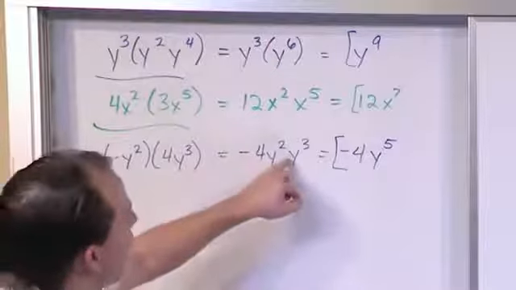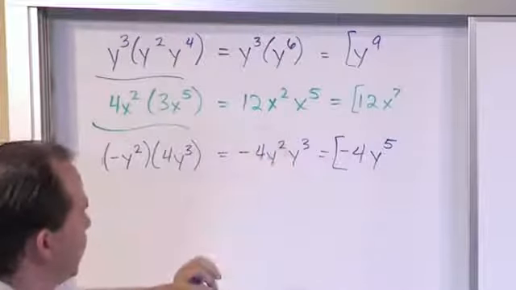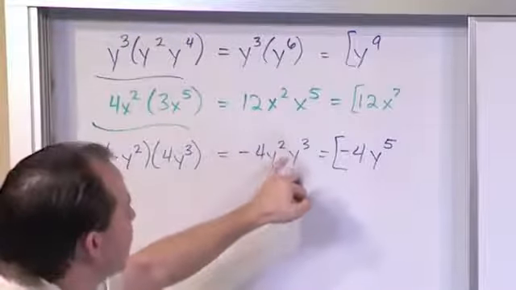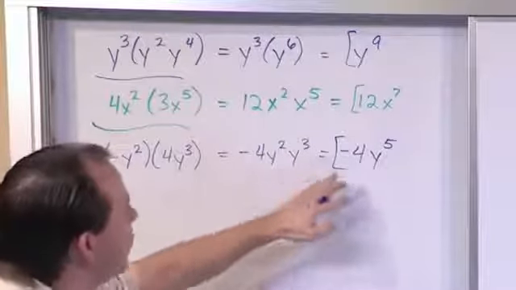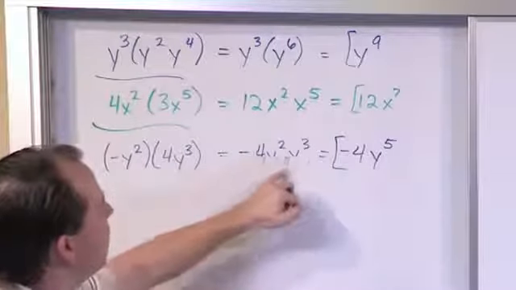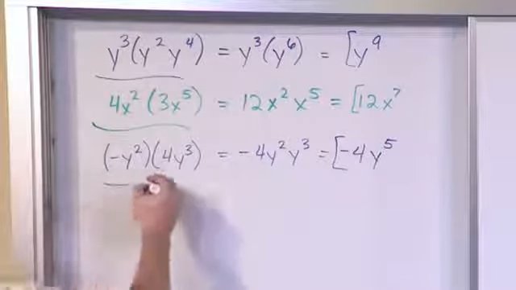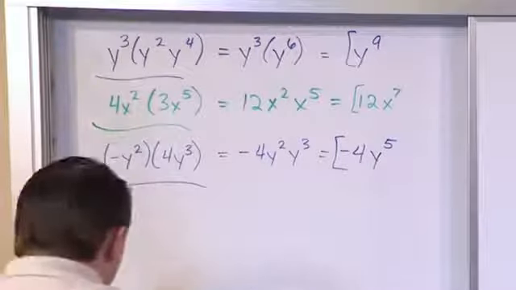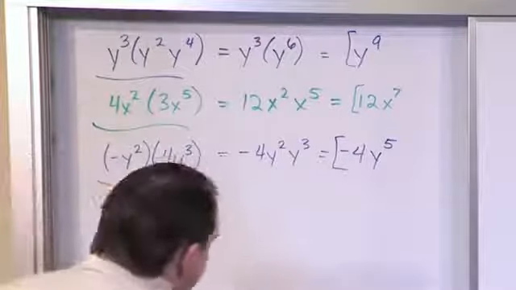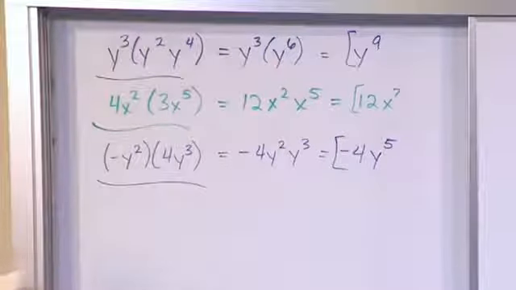If this were not y cubed, if this were like x cubed, then y squared times x cubed, I wouldn't be able to add them. I wouldn't be able to combine them. I'm only able to do it because the base, which is y, is the same in these problems. And we'll get to some more problems in a minute where we will not be able to combine them together.